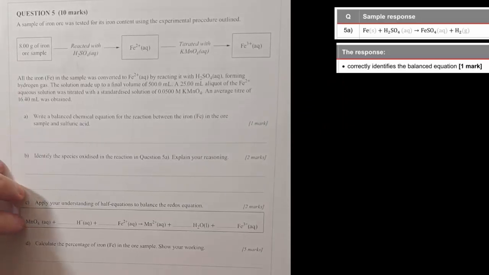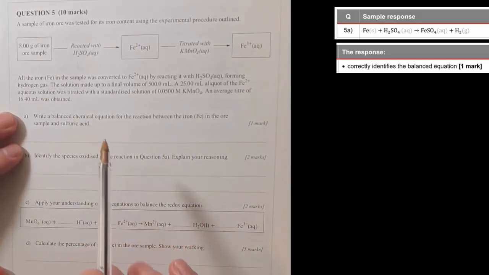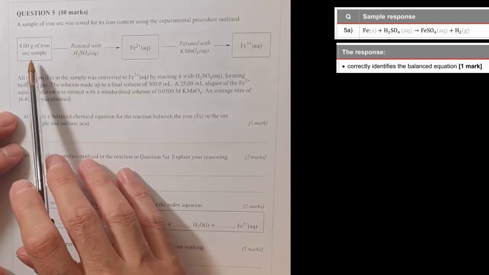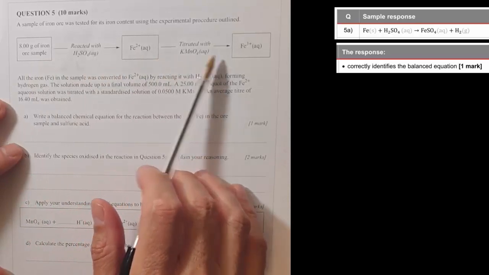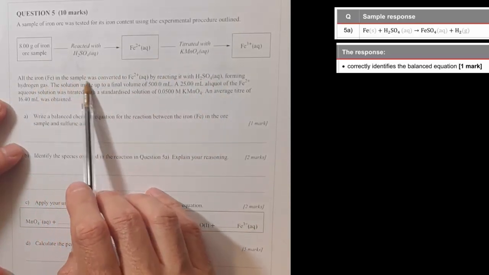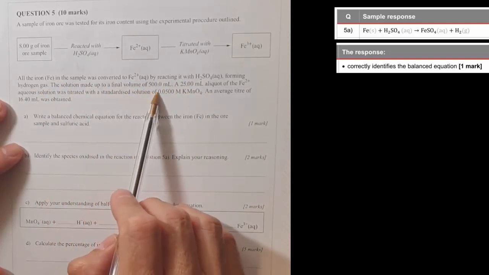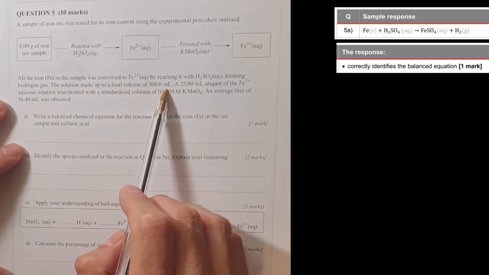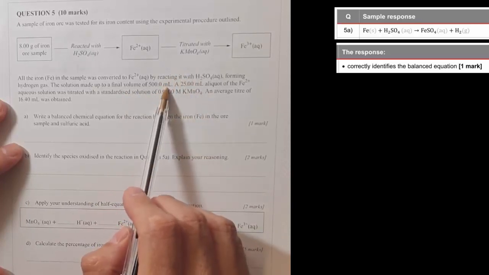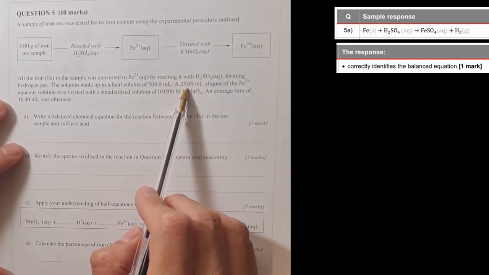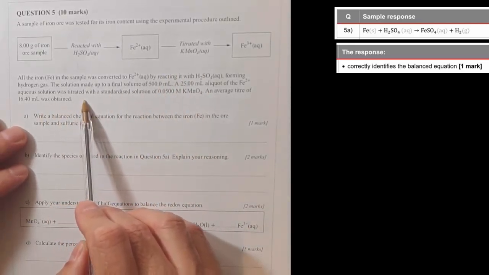Looks pretty nasty. Let's see how we go here. So what are we doing? We're getting iron and reacting it with acid and then titrating it. All the ions converted to Fe2+, reacting with acid, watching gas. Solution's made up of 500 mLs. So whatever that reacted is in 500 mLs. You take 25 mLs of that and reacted it with this. So there's the titration bit.